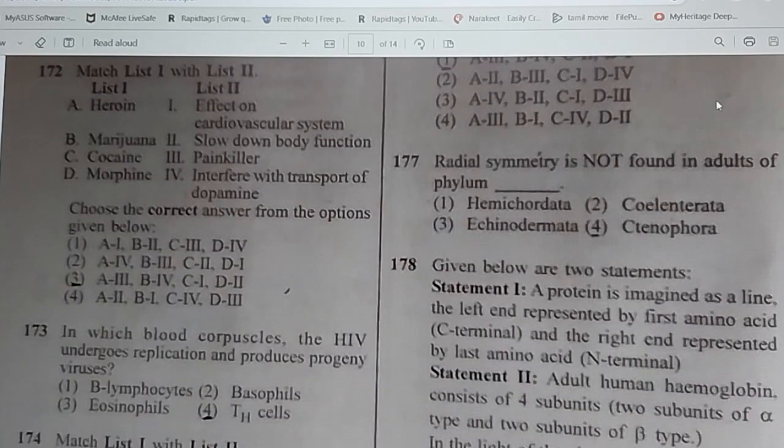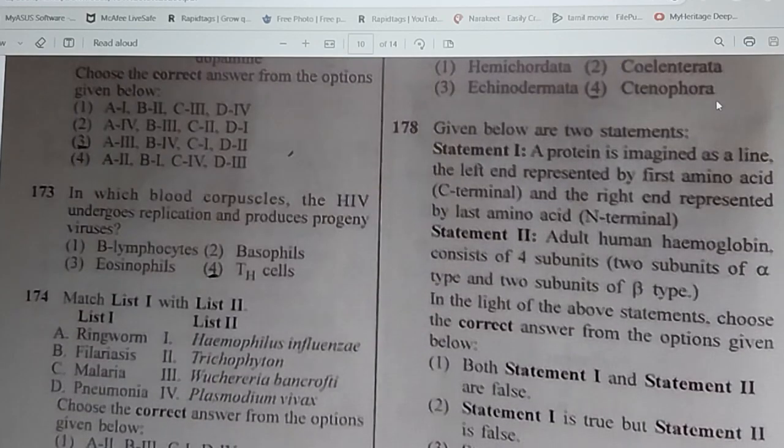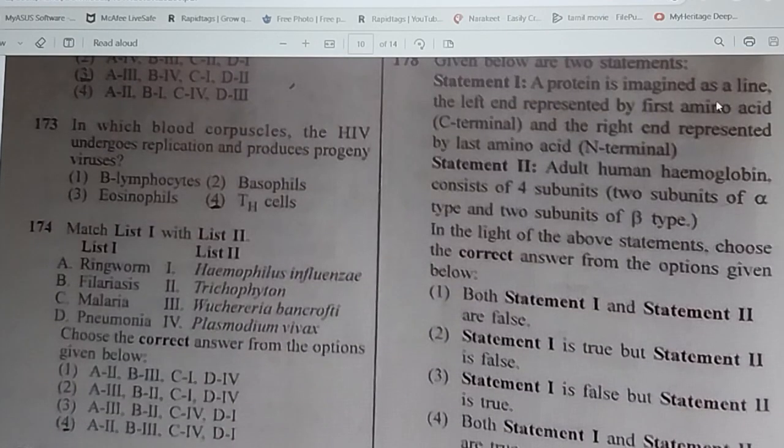Radial symmetry we won't find in hemichordate. We find it in echinoderm adult. Of course, Coelenterata and Ctenophora show radial symmetry. So answer is A. 178.